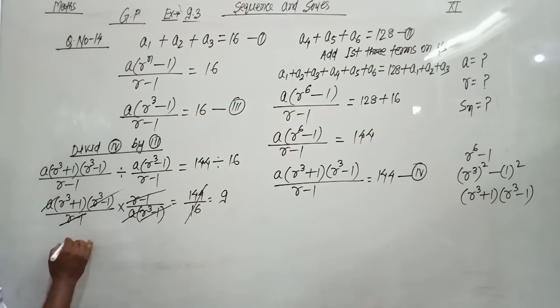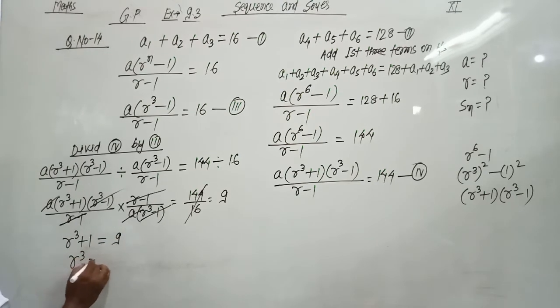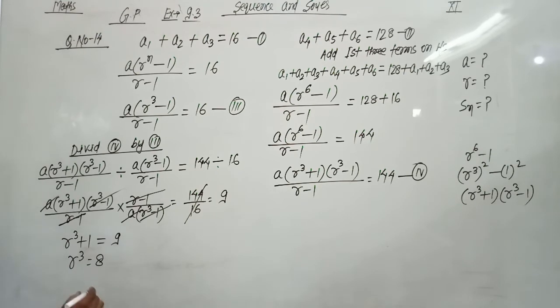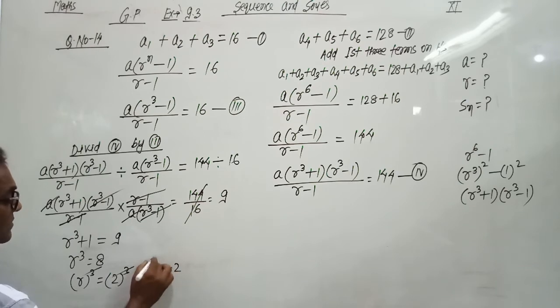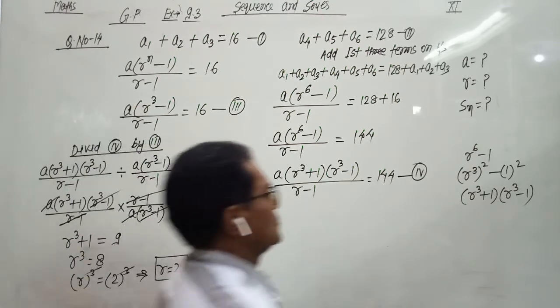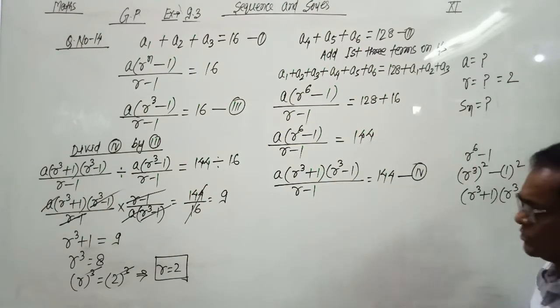So it comes R cube plus 1 equals 9, and R cube equals 9 minus 1, 8. And 8 can be written as 2 raised to the power 3, and we get the value of R. So the value of R is 2. So the common ratio is R equals 2.